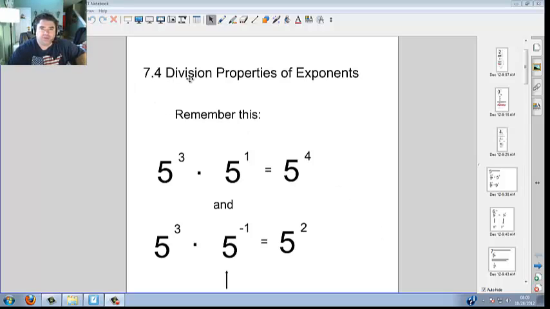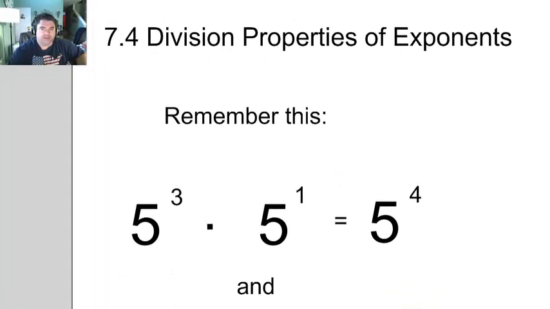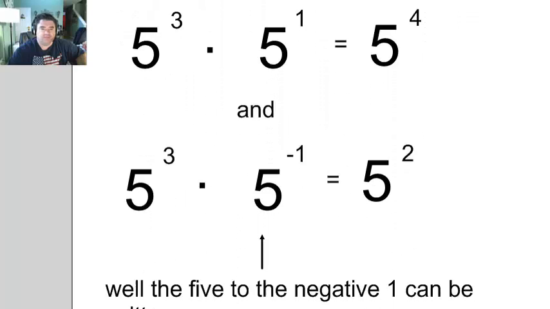Today, 7-4, Division Properties of Exponents. Remember this. If you have 5 to the third power times 5 to the first power, it becomes 5 to the fourth power because we're adding 3 5s and one more 5. And if you have 5 to the third times 5 to the negative first, well, there it's going to be 5 to the second because 3 plus negative 1.